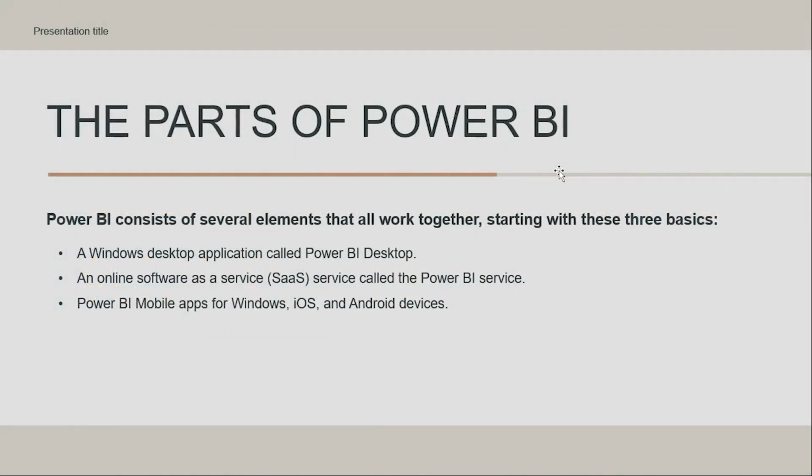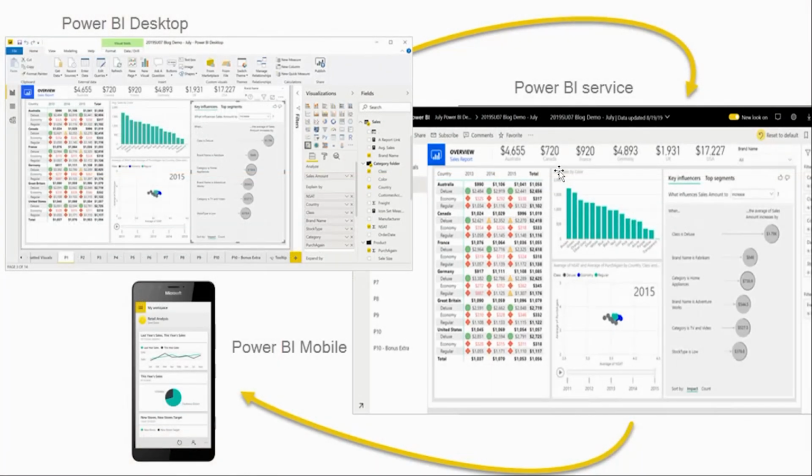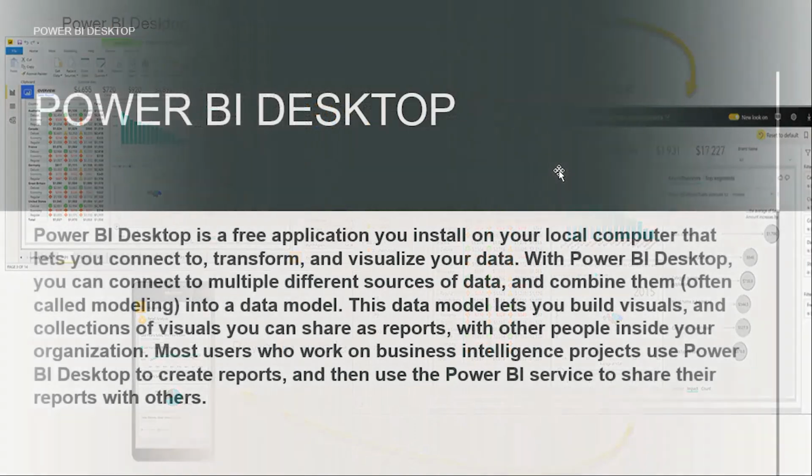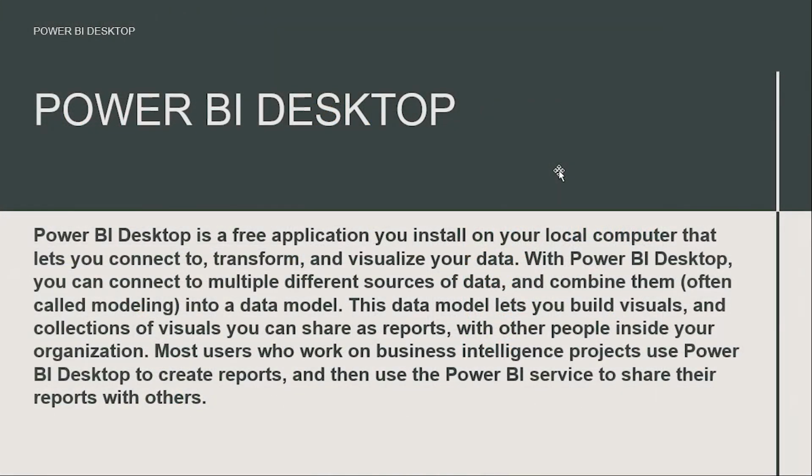The parts of Power BI. If you see here, there are three different parts in Power BI: a Windows desktop application called Power BI Desktop, an online software as a service called Power BI Service, and Power BI mobile apps for Windows, iOS and Android devices. These are the three types of Power BI applications. Power BI Desktop is for Windows, Power BI Service is online, and Power BI Mobile is a mobile app. Throughout our tutorial, we will learn Power BI Desktop.